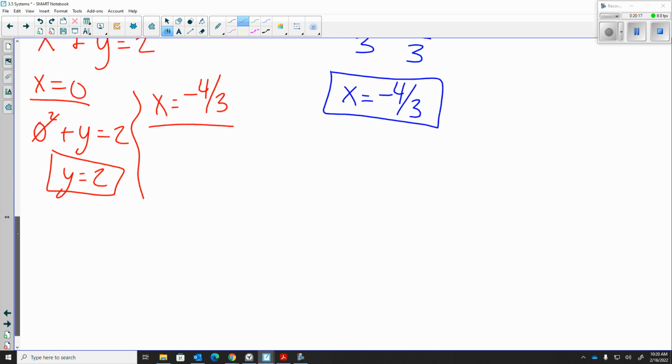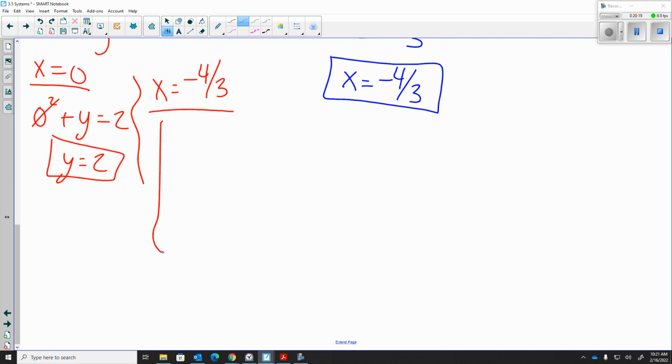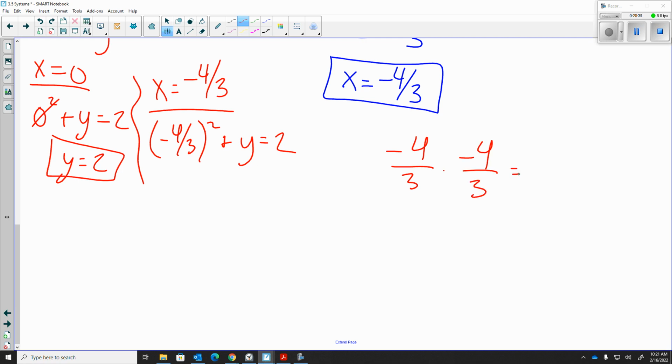I'm going to show you what it looks like. Negative 4/3 squared plus y. Well, negative 4/3 squared looks like this. Negative 4/3 times negative 4/3. Because you're just multiplying it by itself, right? Remember how to multiply fractions? You just multiply the top and you multiply the bottom. So it's 16/9.